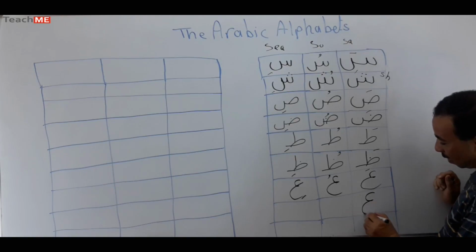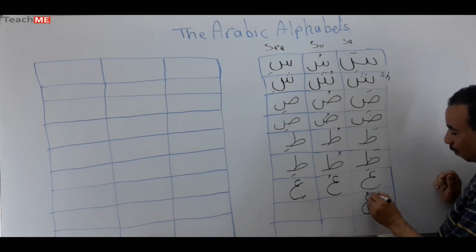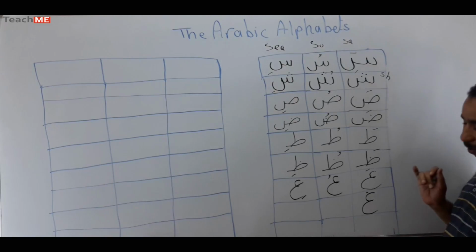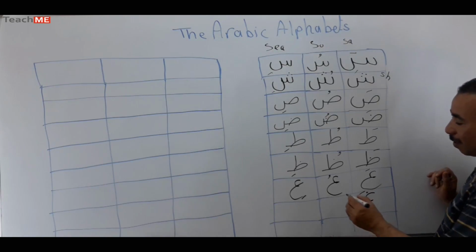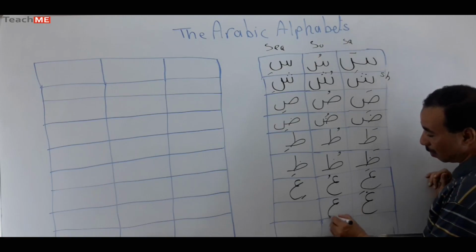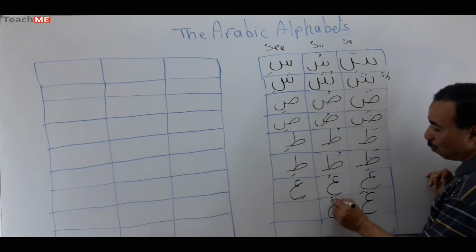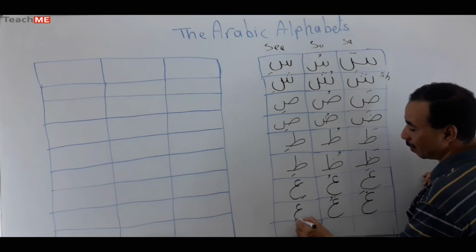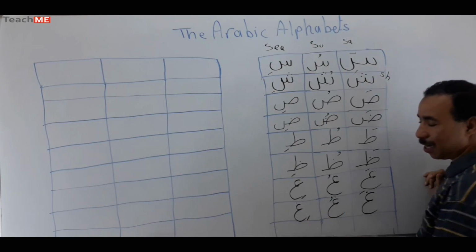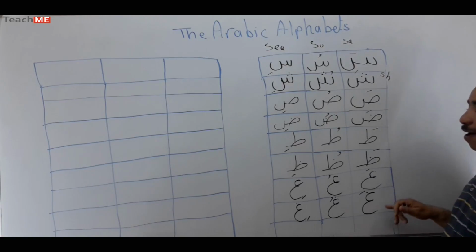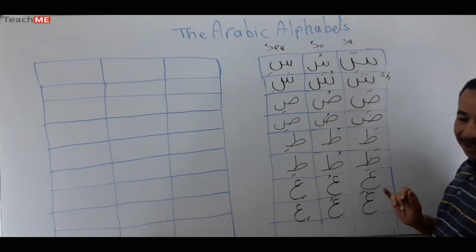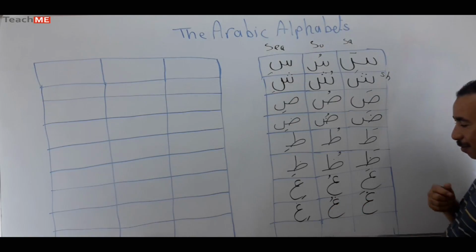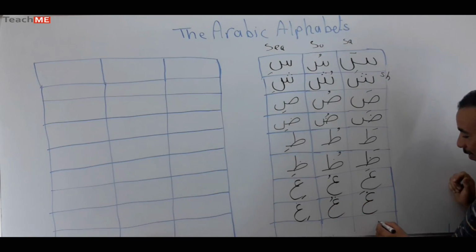After that, Ghain. Like Ain, but it has a dot. With fatha, gha. With dhamma, ghu. With kasra, ghi. Gha, ghu, ghi.